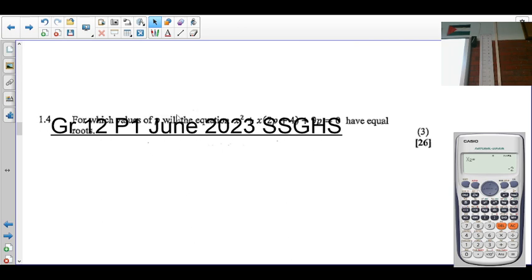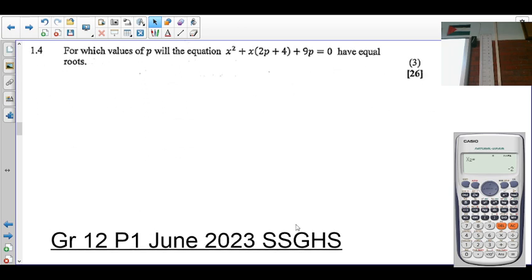Next, in 1.4 we are told: for which values of p will the equation x squared plus x times (2p plus 4) plus 9p is equal to 0 have equal roots. People, roots are dependent on what? Delta, which is b squared minus 4ac.